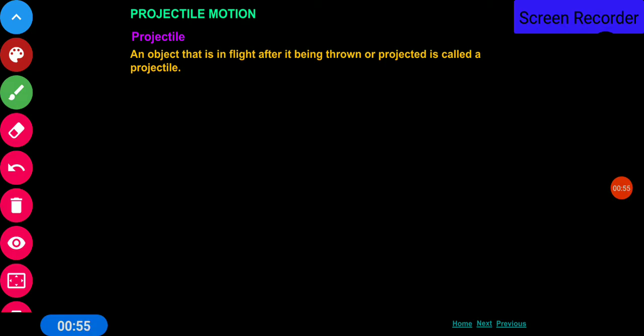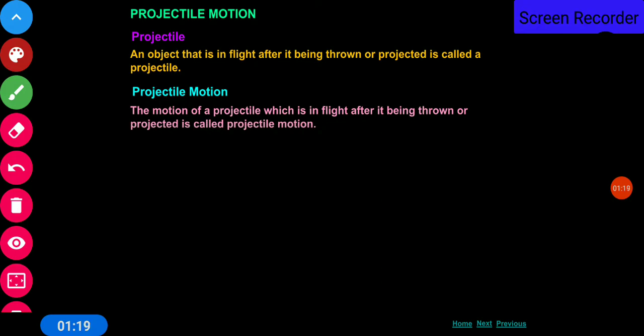For example, if you are throwing a stone in the upward direction, then it is a projectile. If you are throwing a stone from a building in the downward direction, then it is a projectile. But a plane is not a projectile because it is not moving under the effect of gravity only. It has its own acceleration.